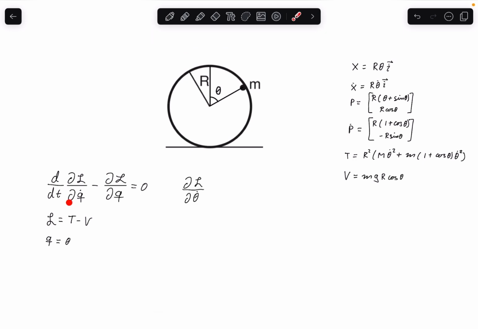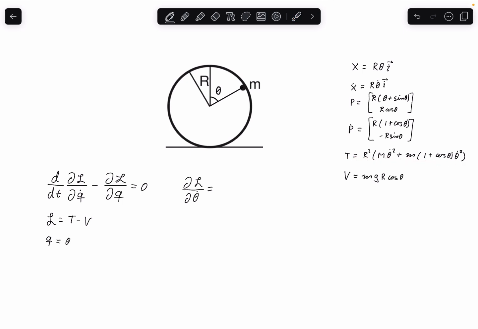So first we want to find the derivative of the Lagrangian with respect to theta dot, which is here. So this should be equal to the derivative of these two with respect to theta dot. You can see that the potential energy doesn't have any theta dot. Therefore, we only need to look at the kinetic energy.